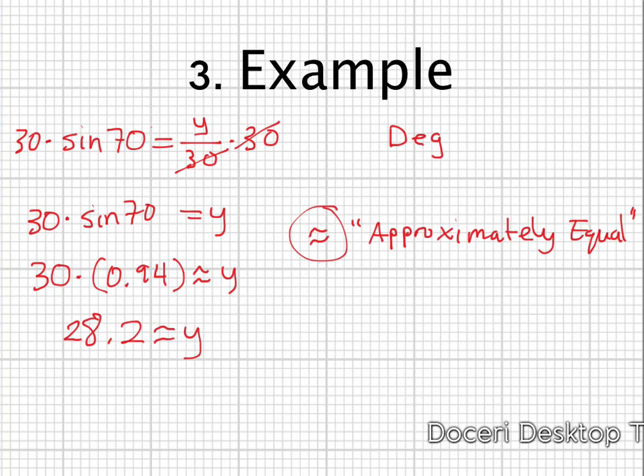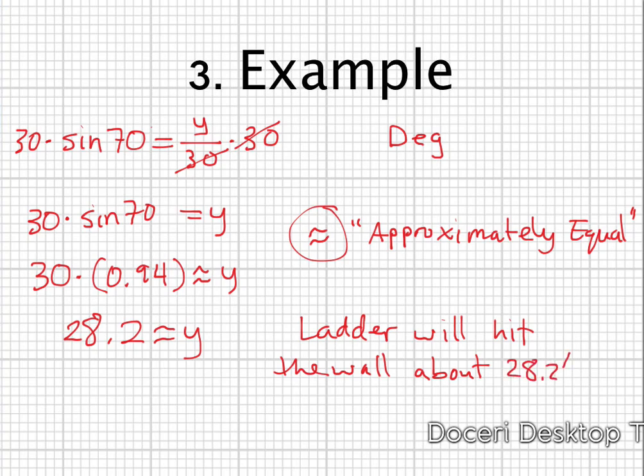So my answer is the ladder will hit the wall about 28.2 feet up the wall. So that's your example.